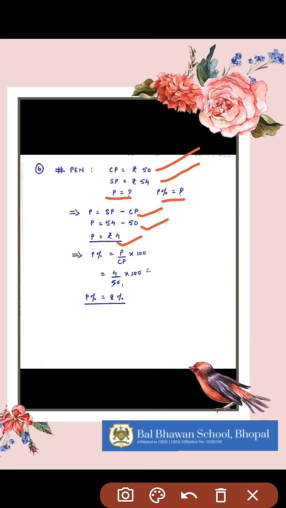Now as you have the profit, we'll apply it in the formula of profit percent. That is, profit upon CP into 100. Now the profit is 4 upon CP is 50 into 100. Here we can cancel: 50 ones are 50 and 50 twos is 100. You are left with 2 into 4, that is 8% as your profit.